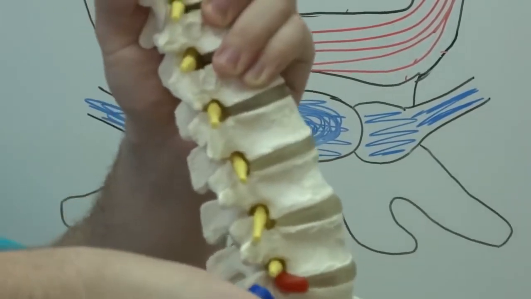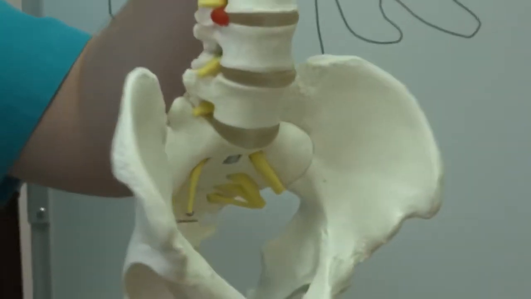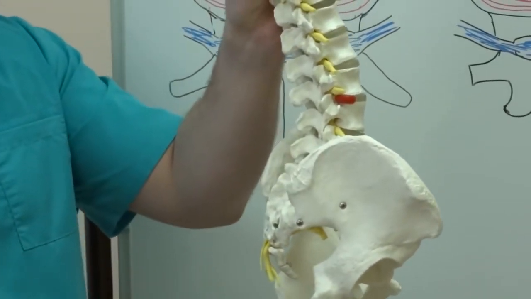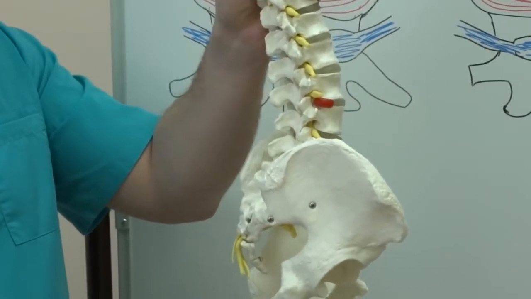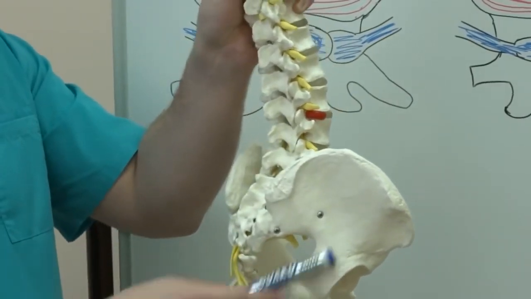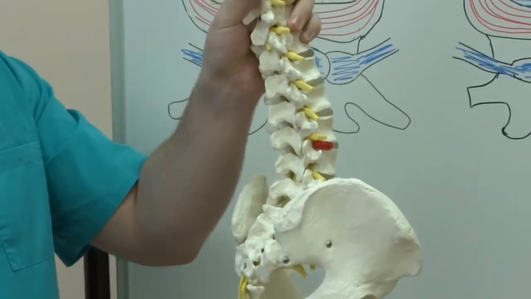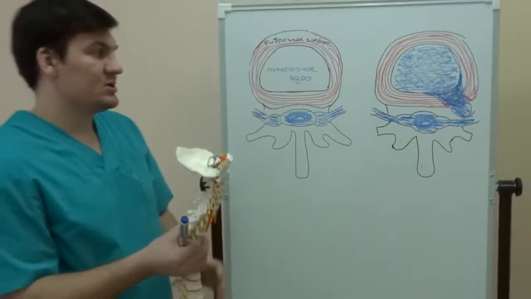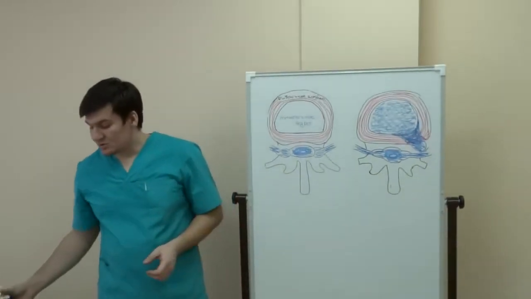For example, often the fourth, fifth discs are affected. The fourth, fifth root, for example, forms the sciatic nerve. It participates in the innervation of the gluteal muscle, piriformis muscle, hamstring, posterior thigh muscle. These are the muscles that are often weak.